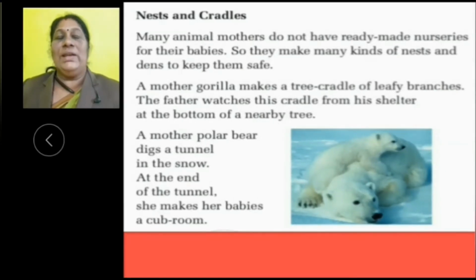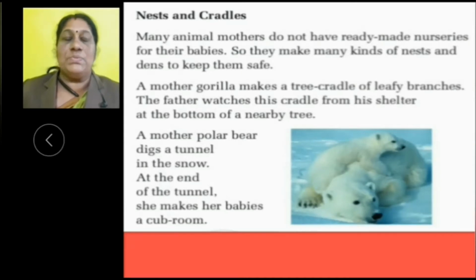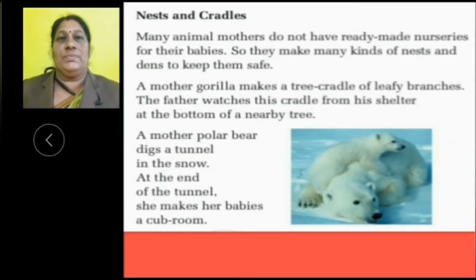Children, a mother gorilla uses leafy branches of trees to make her baby's bed. Whenever the mother gorilla is not near the baby, its father keeps watch over the baby from his shelter. That means whenever mother gorilla is away from her baby, it's the duty of the father to keep watch and protect the baby from enemies. Now let us move to next lines.